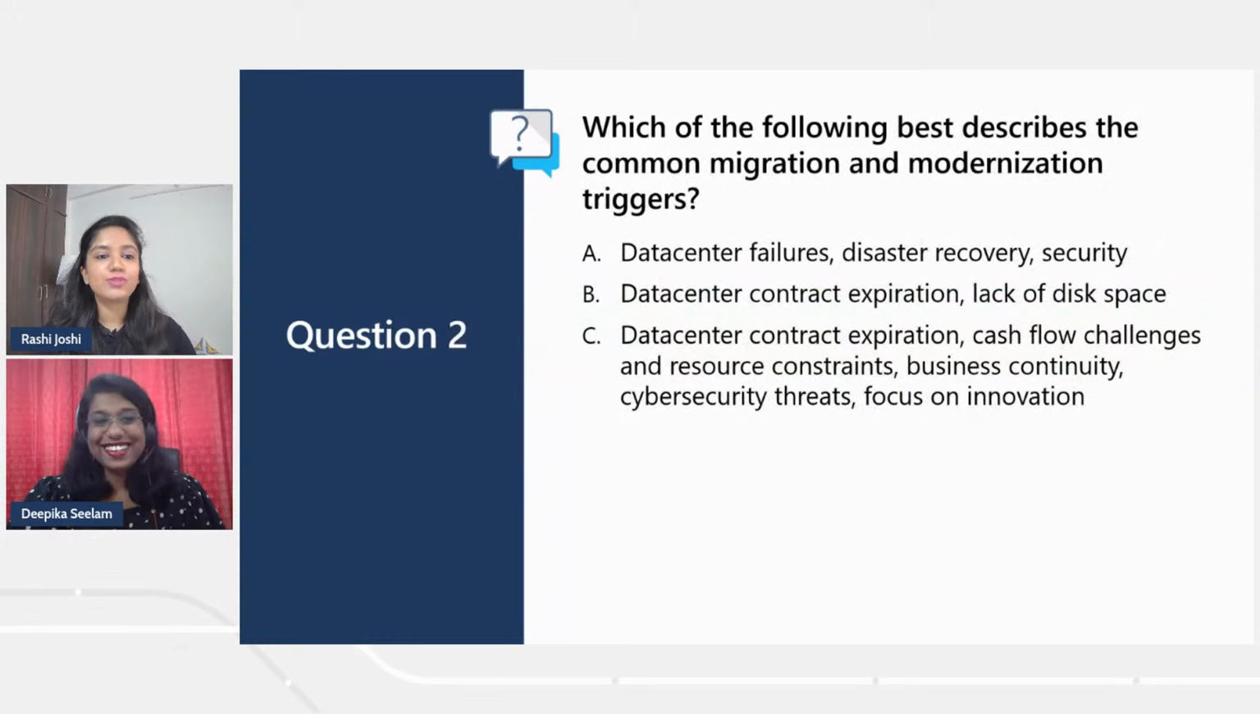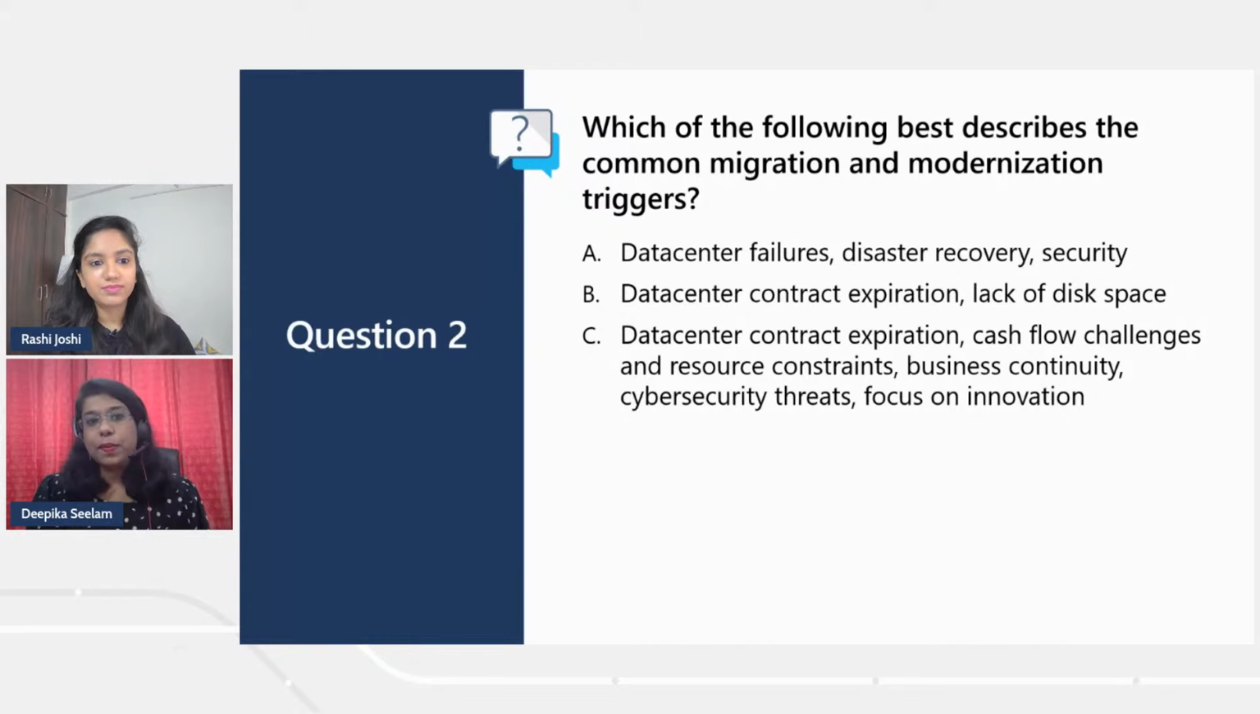So let's move on to the second question. And this one is, which one of these best describes the most common migration and modernization triggers? And now a lot of them are infra driven triggers. What do you think, Deepika? What could the answer be here?